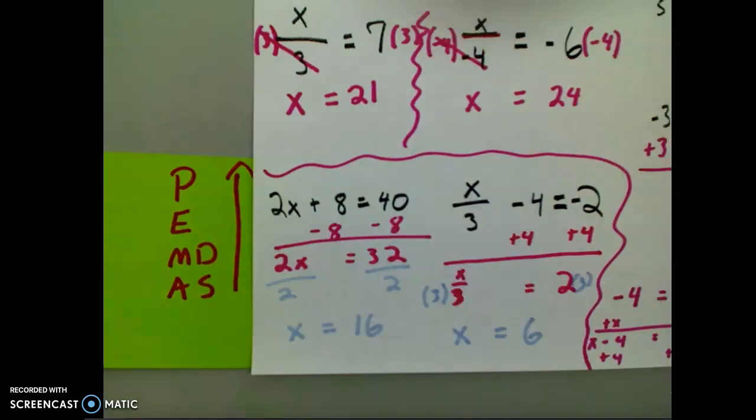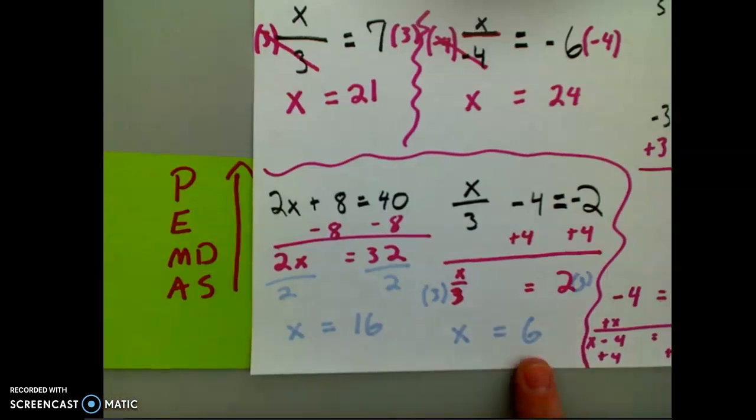Go. Okay, here's me showing my work. Pink for the first step, blue for the second. I got 16 and 6. How did you do?